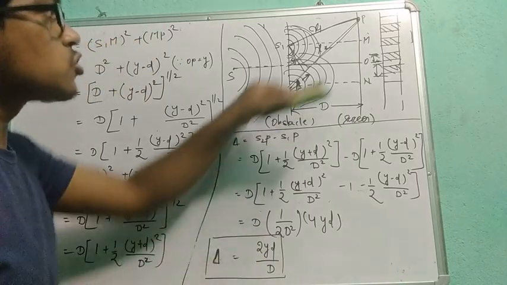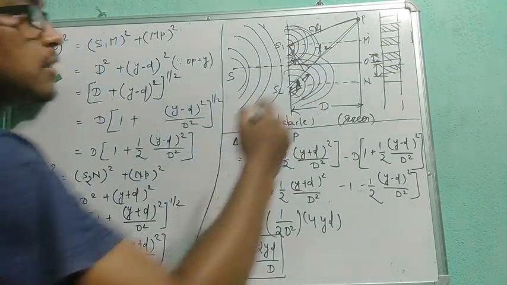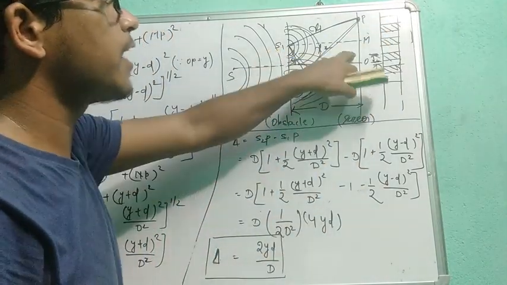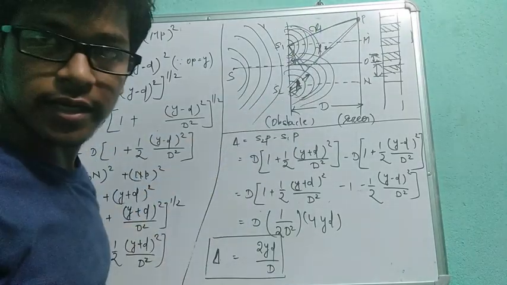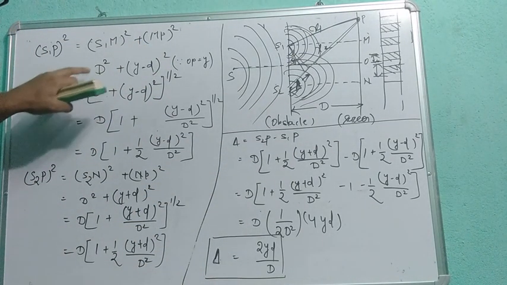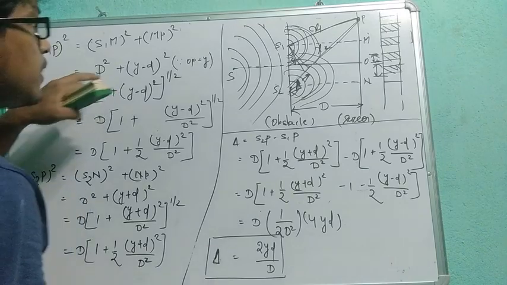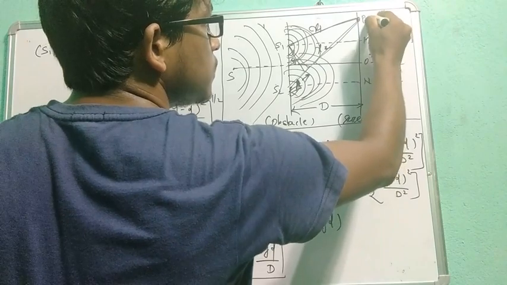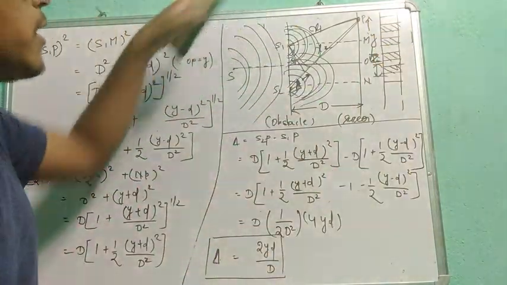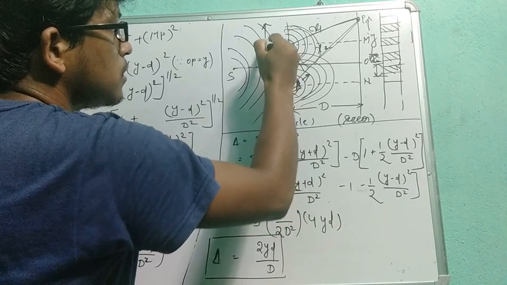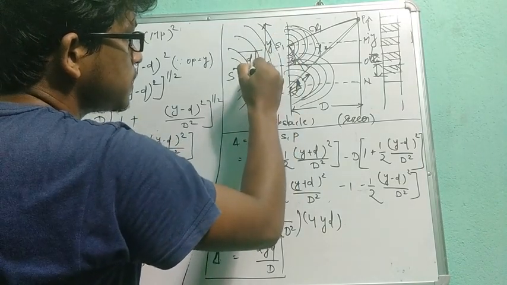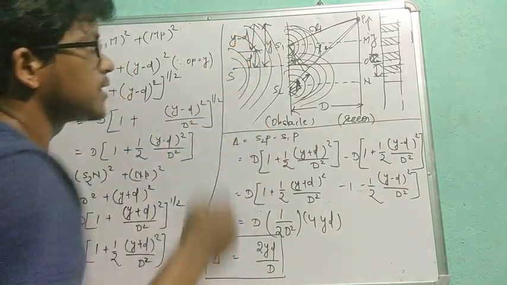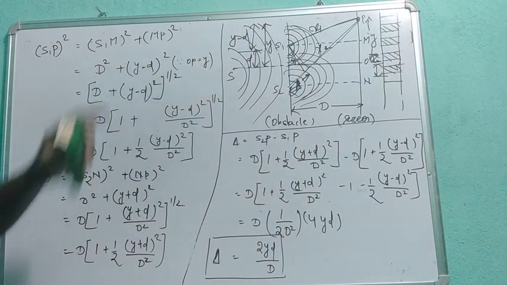I will calculate now. So S1P, what is S1P? This is the Pythagoras formula. S1P square equal to S1M square plus PM square, right? Same thing, this is the distance D, so I wrote it D. What is MP? MP is nothing but this is Y I had considered. This much is Y and up to this is D. So what is this much? This is Y minus D. See how it is, guys. So I wrote Y minus D whole square.